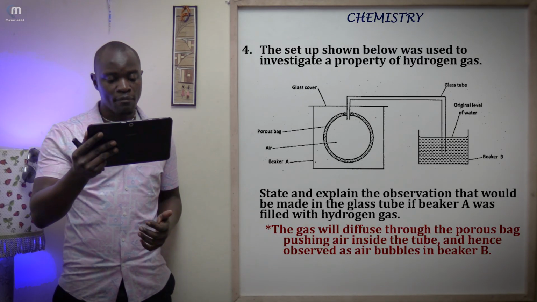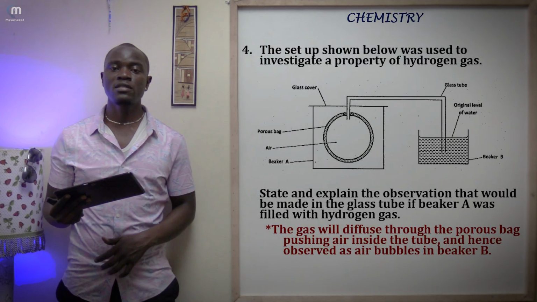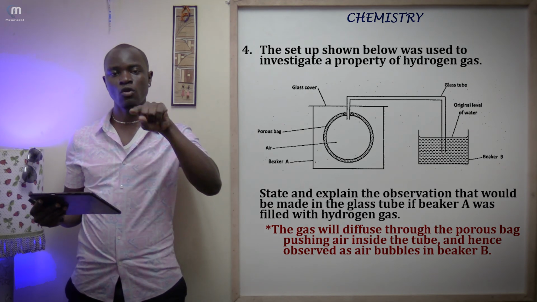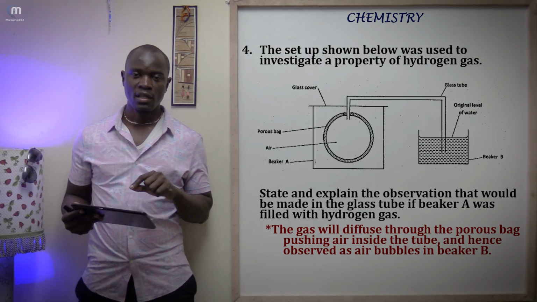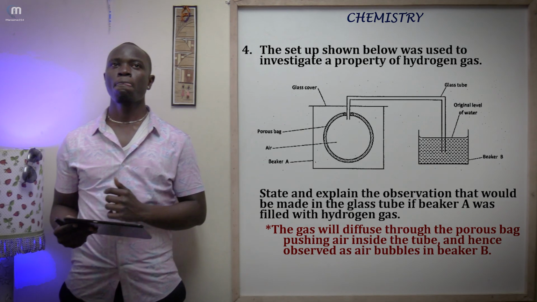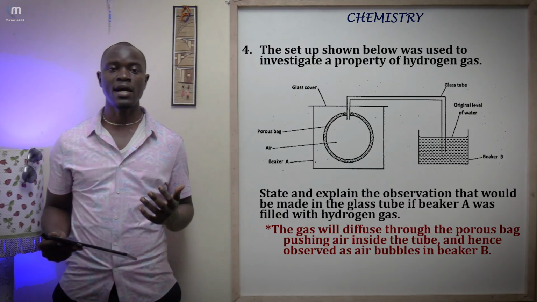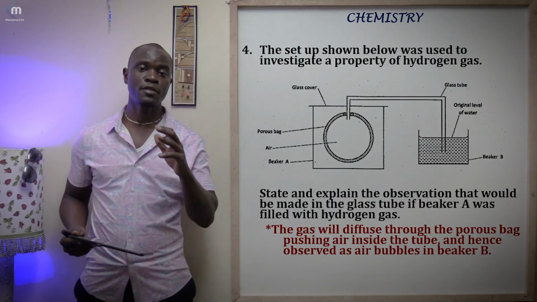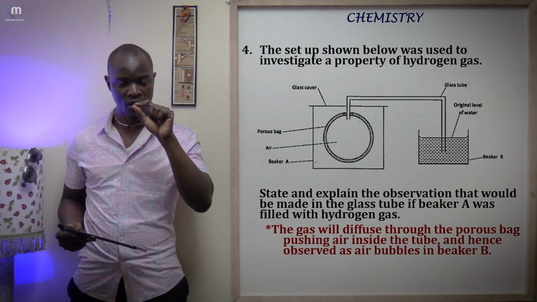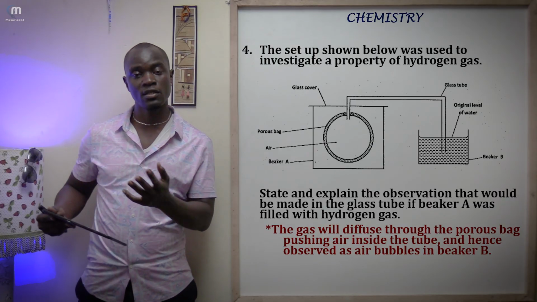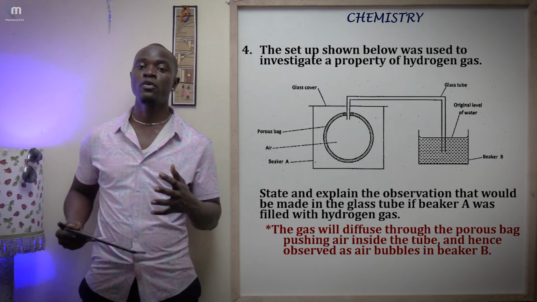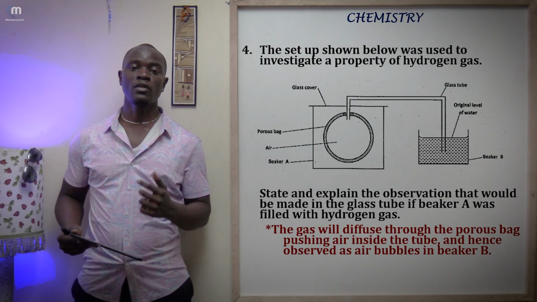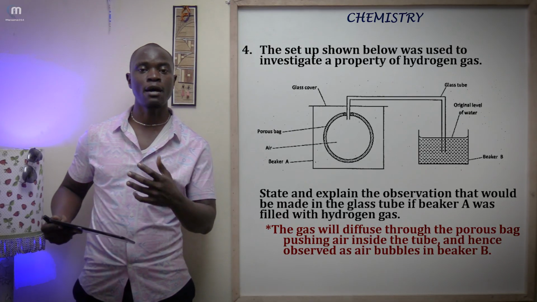So remember, here we have been given a porous bag. Porous means what? Porous means it has holes, very many holes. The best example to explain porous will be a sponge. You see how a sponge has very many holes. So a sponge is porous. Why? Because a sponge has very many holes. So that is what is meant by the term porous.